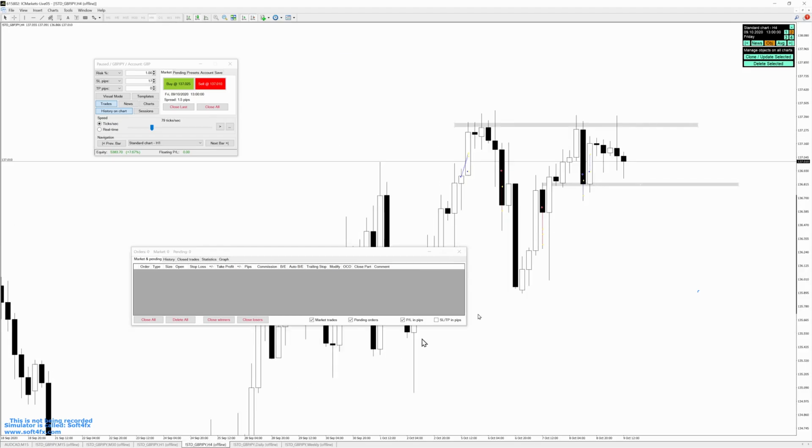Let's take a look on the 4-hour time frame. 4 hours also ranging over here. We're ranging between 136,800 and 137,300. Also, we have a mini range over here forming at this time.